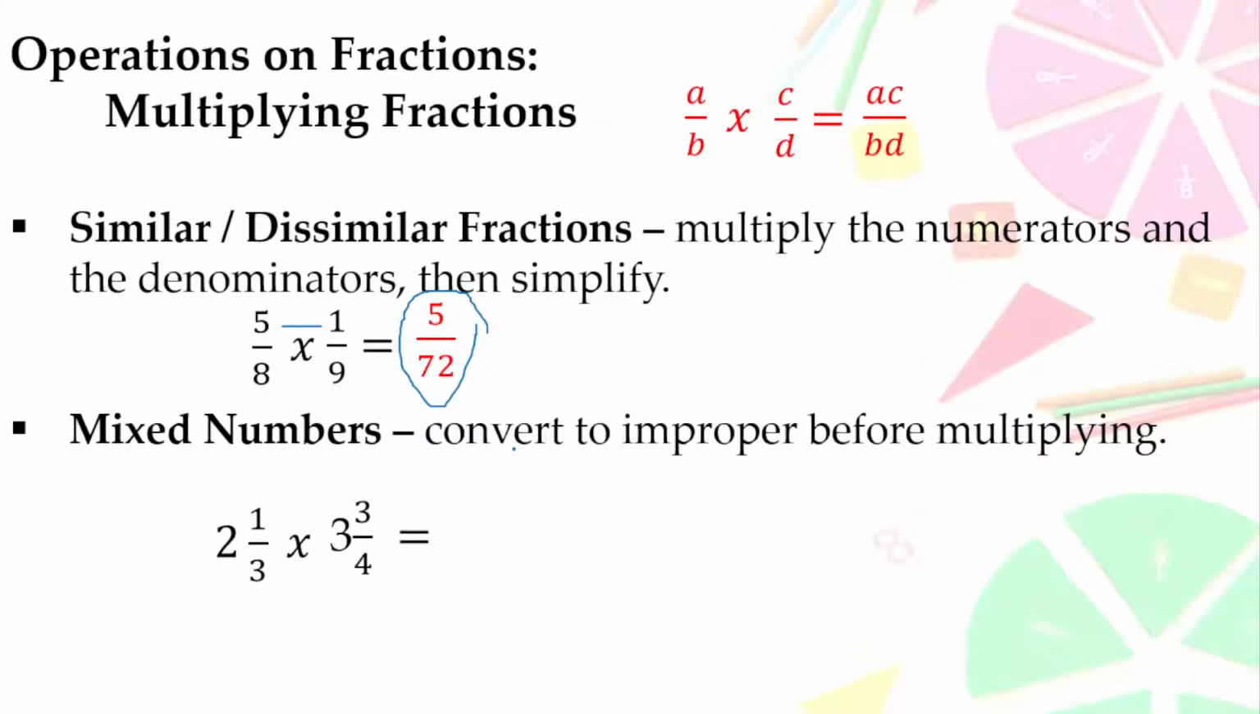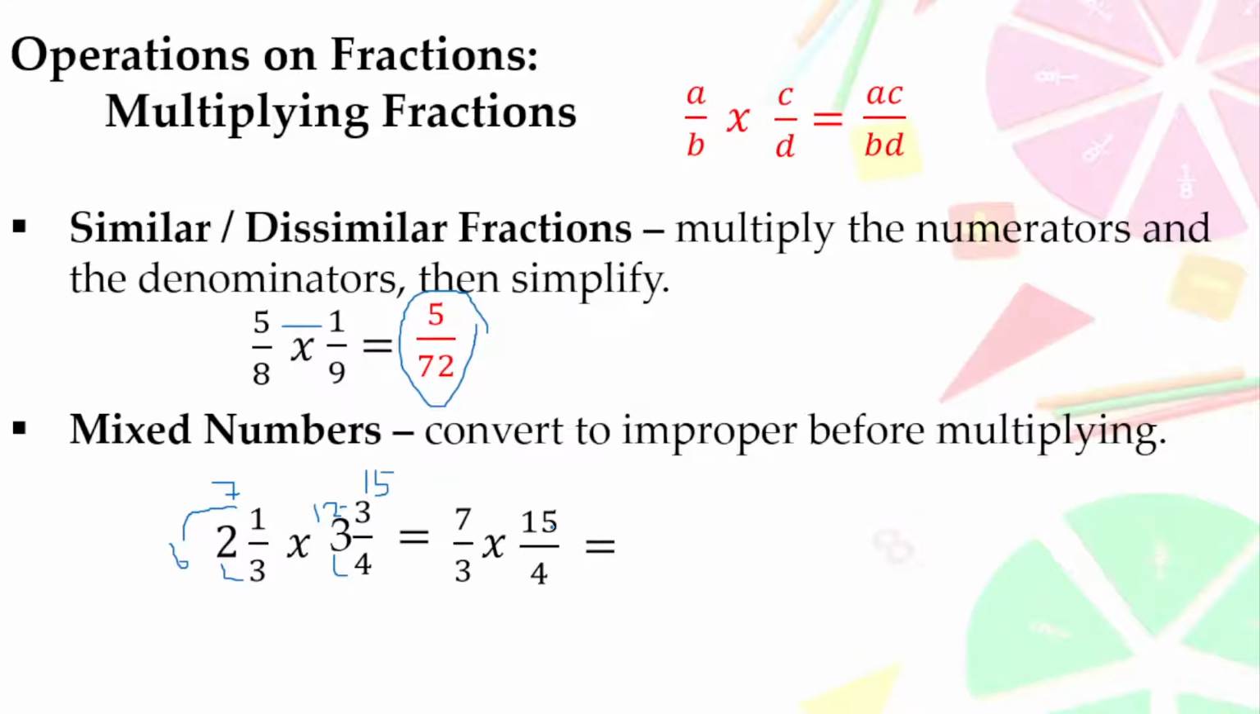So, we will need to convert to improper before multiplying. Kailangan po muna natin i-convert uli siya bago natin i-multiply. So, 3 times 2, 6, and then 7. And then 4 times 3 is 12. Huwag niyo lang po kakalimutan na ganun yung process. And then times 3 is, anong sagot? Okay? So, 7 over 3 times 15 over 4.